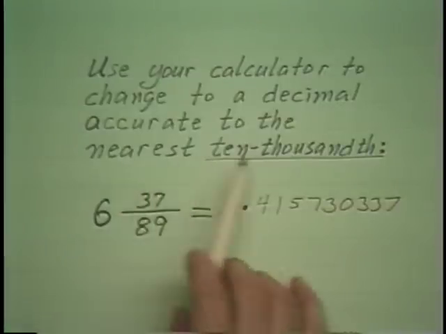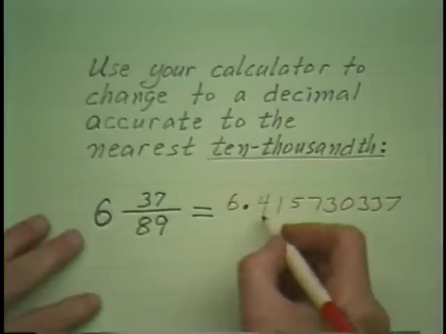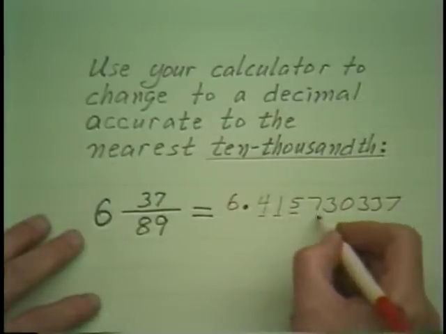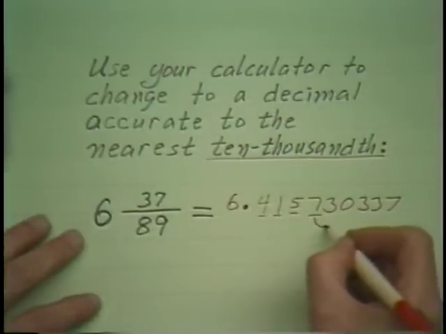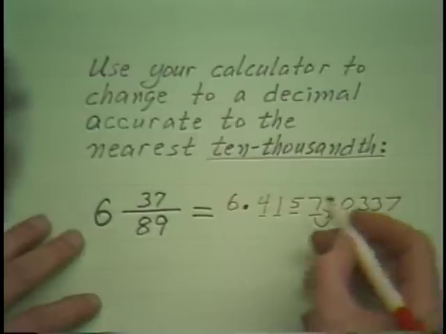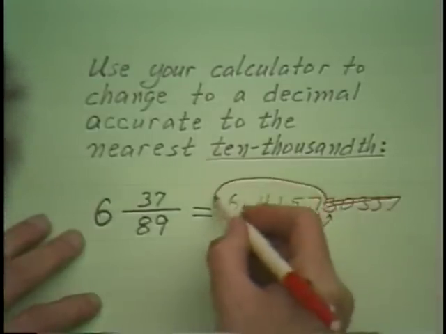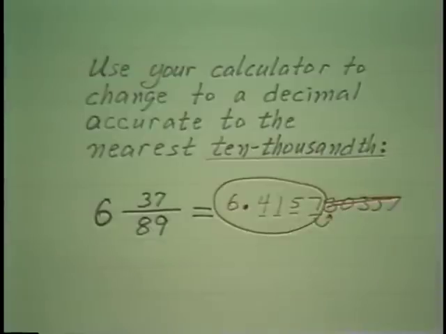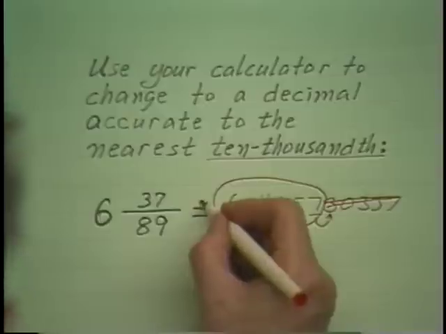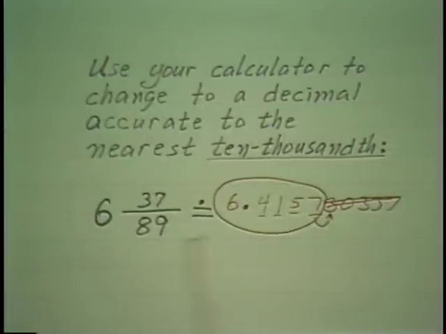We need it rounded to the nearest 10,000ths. So let's see, 10th, 100th, thousandths, 10,000ths. Look at only the one to its right. It's 4 or less, so I can drop it. So there I've converted that mixed number to an approximate decimal, accurate to the nearest 10,000th.